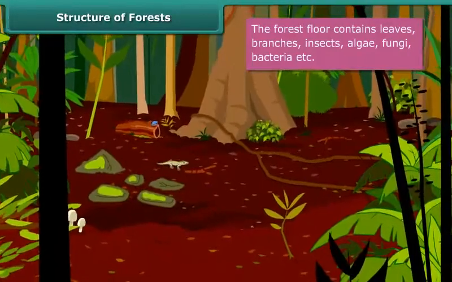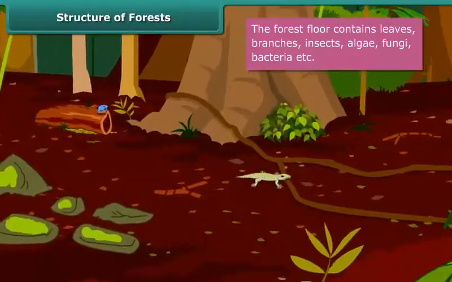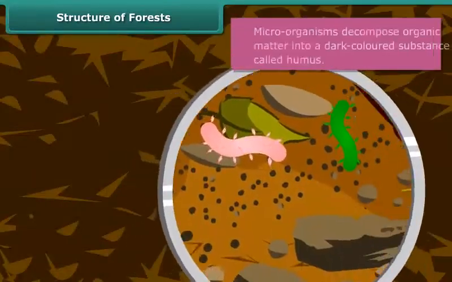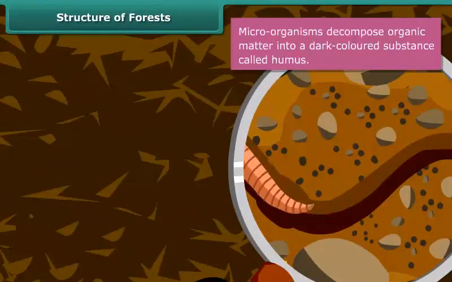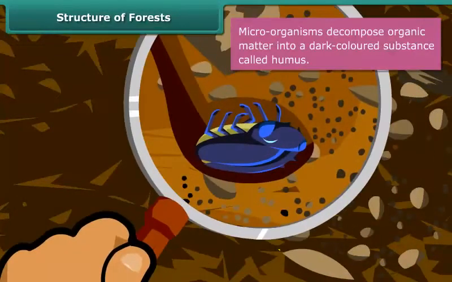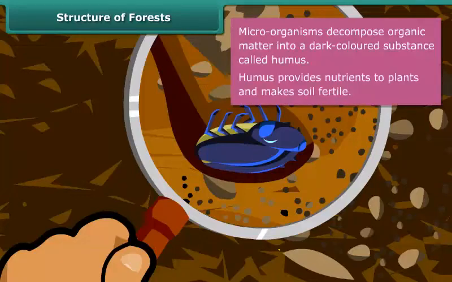It contains leaves, branches, insects, algae and microorganisms like fungi, bacteria, etc. that are invisible to the naked eye. Microorganisms decompose organic matter into a dark-colored substance called humus. Humus provides nutrients to plants and makes soil fertile.